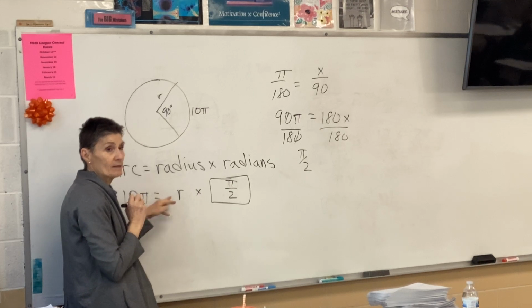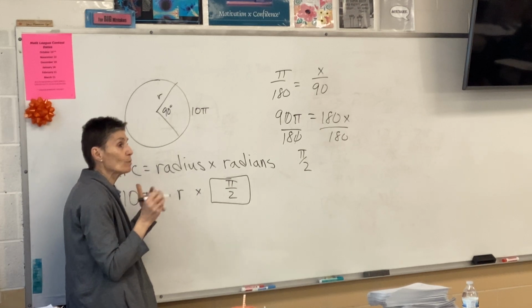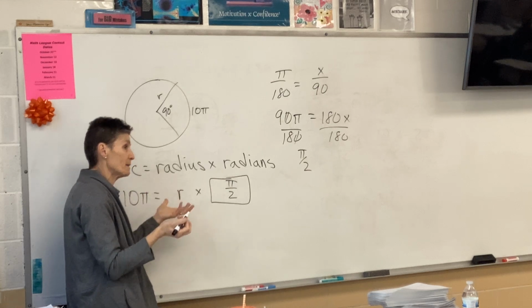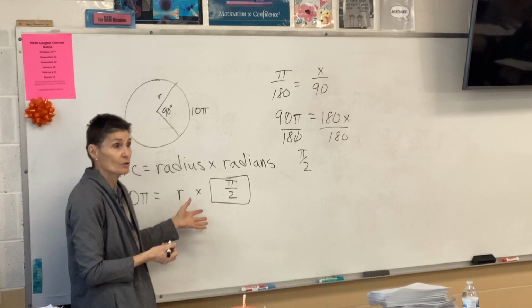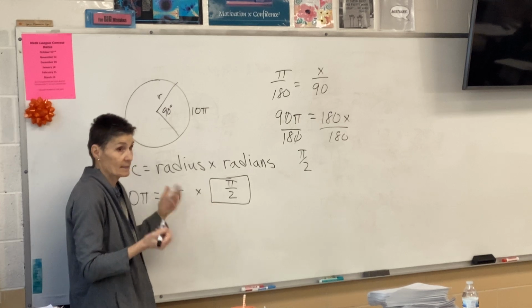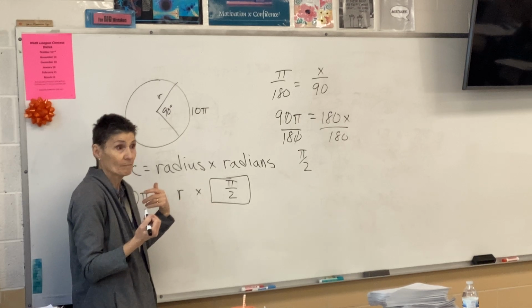All right, everybody good to this point? Now you have arithmetic. Don't let the arithmetic bother you. What do you want to do? Don't you want to divide by pi over 2? I mean, is that what you would want to do maybe?